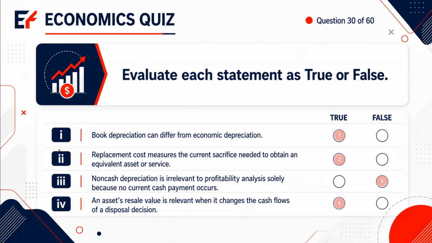Let's work through the cost concepts. Book depreciation is calculated using accounting rules for financial reporting, while economic depreciation reflects changes in an asset's productive capacity or market value. Replacement cost measures what the organization would currently need to give up to obtain an equivalent asset or service. Although depreciation does not require a current cash payment, it still affects reported profit and can matter when evaluating long-term economic performance.